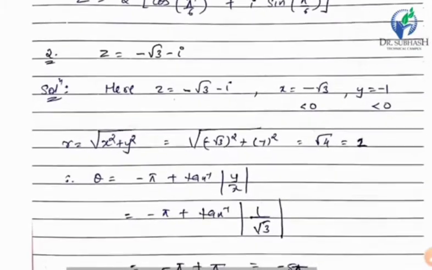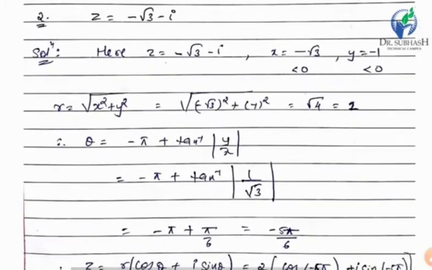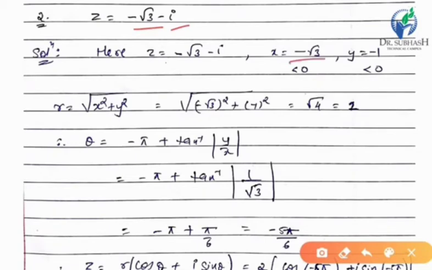Okay, now let us see one more example. z equal to minus root 3 minus i. Now x will be minus root 3, the coefficient of i is minus 1, so y is minus 1. Both are less than 0. So we will use the formula for the third quadrant to find theta.